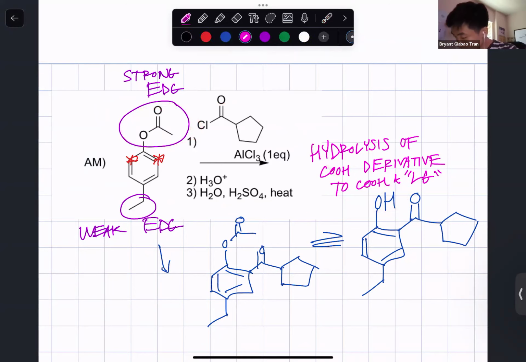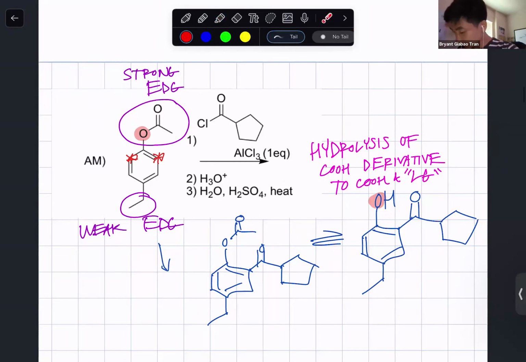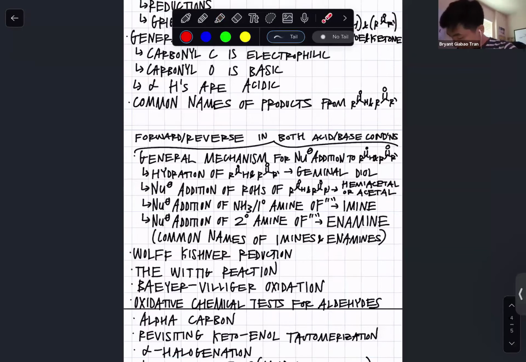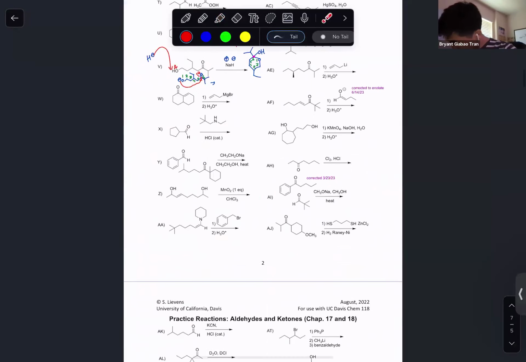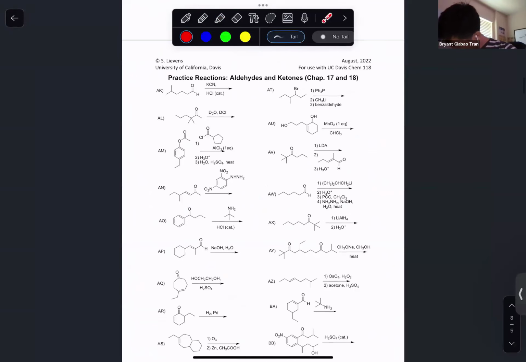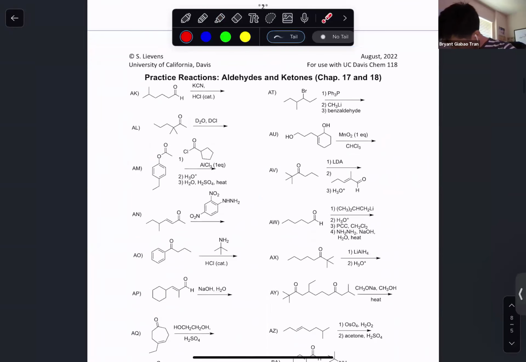Where the alcohol oxygen, I'm gonna highlight in red here, is this ester oxygen right there. Right. Don't worry about the mechanism. That's gonna be the very beginning of 118C. Okay, let's move on to the next one. It's gonna be AW.